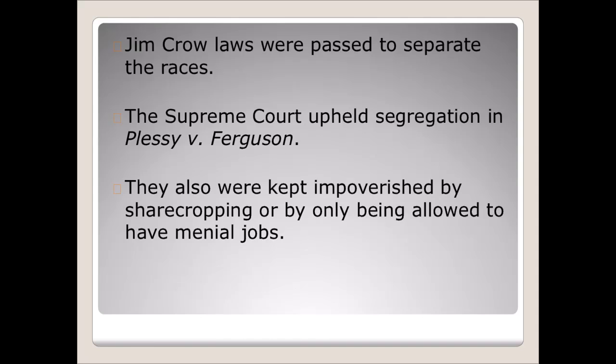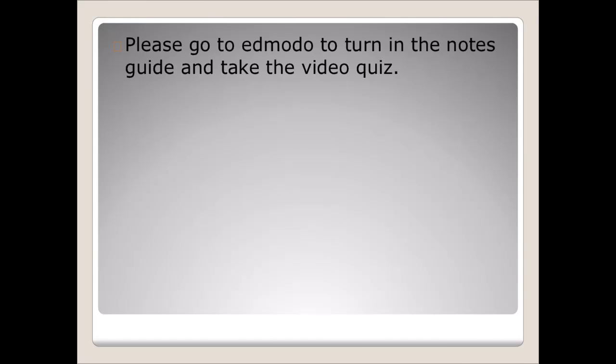African Americans were also kept in poverty because of sharecropping, and they were really only allowed to do menial jobs that did not earn very much money. Most of them stayed on the farm, and sharecropping kept them in debt forever. Hopefully you can see that Reconstruction was a complete and utter failure. It really didn't help African Americans like it was supposed to, and it really did not do what it was supposed to do to put the country back together. Things really went back to the way they were before the Civil War.